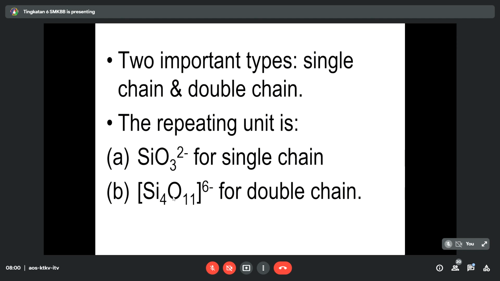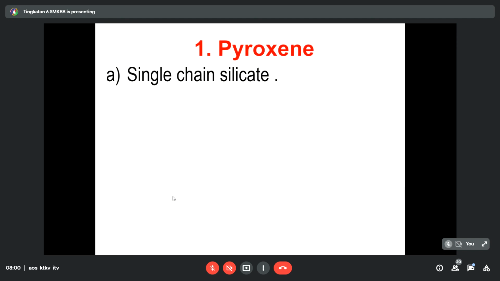If you do not remember, you can try to draw and see whether you can figure it out. Now, single chain, one of the examples is pyroxene. It's a single chain. Remember, pyrosilicate is 2 units, so pyroxene is a chain.